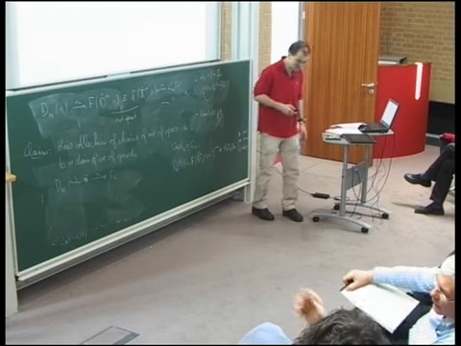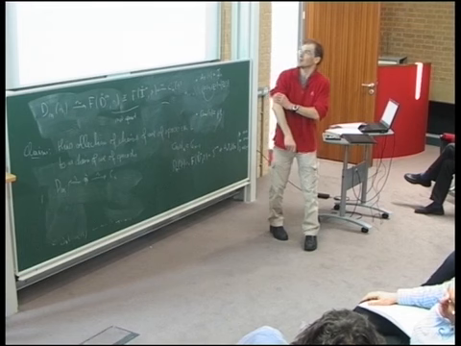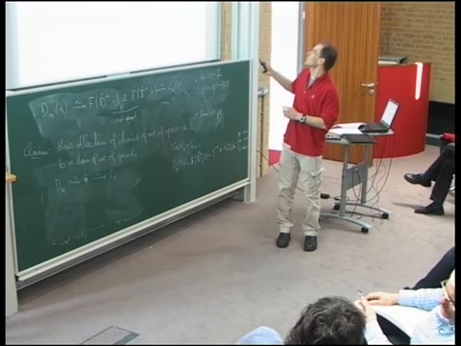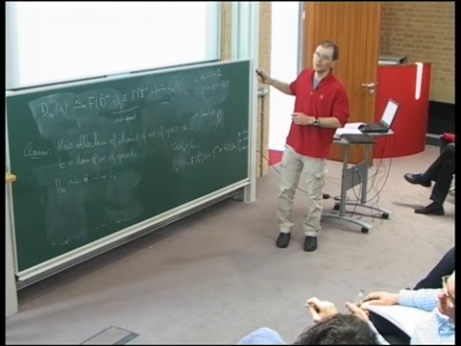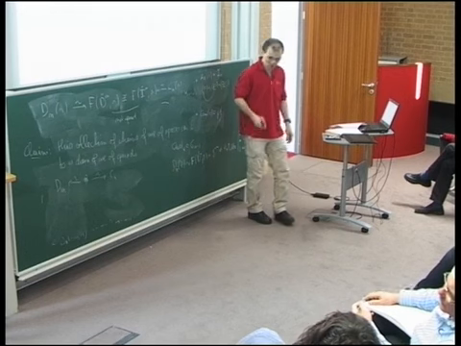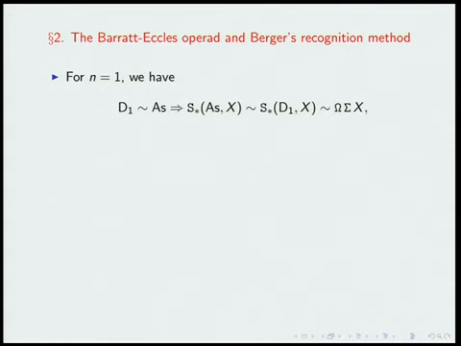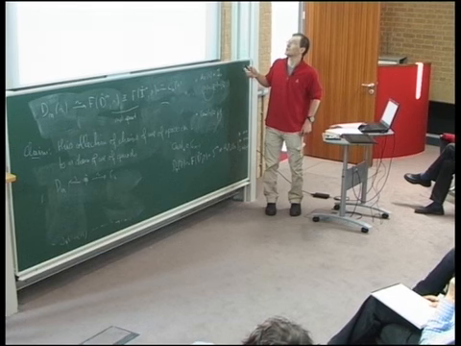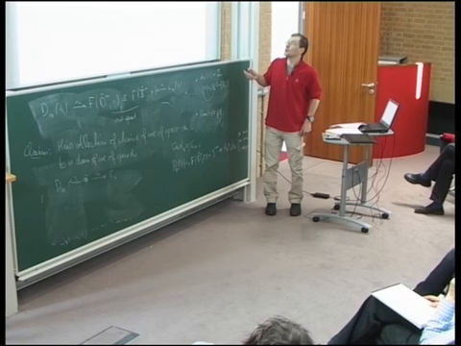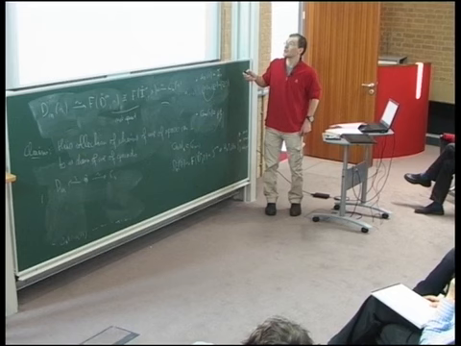Now I'm moving to the Barratt-Eccles operad. I will also explain, together with the Barratt-Eccles operads, a recognition method which is due to Clemens Berger. Maybe I will recall this statement. I explained that in the case n equals 1, you have a weak equivalence between the operad of little intervals, the operad of little 1-disks, and the operad of associative monoids. This equivalence implies that the free algebra over the little 1-disks operad, which is a model for omega sigma x, the one-fold loop space on the one-fold suspension of x, is weakly equivalent as a collection of spaces to the free algebra over the operad As.